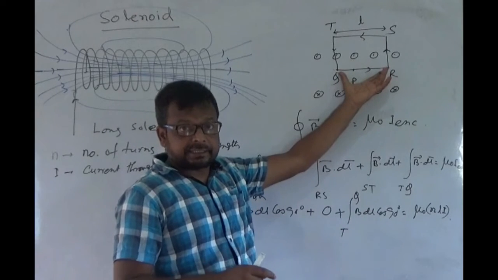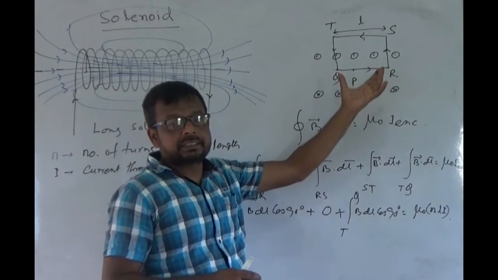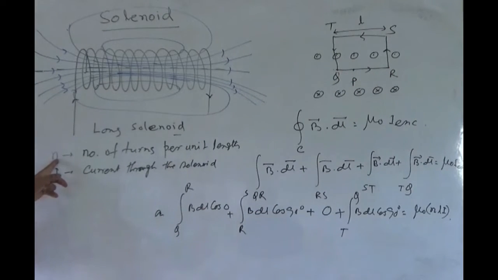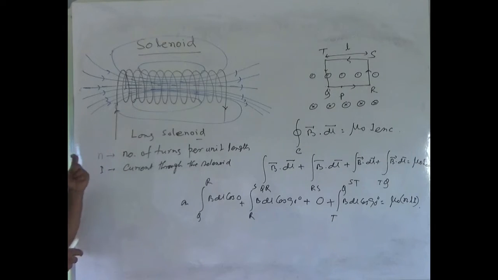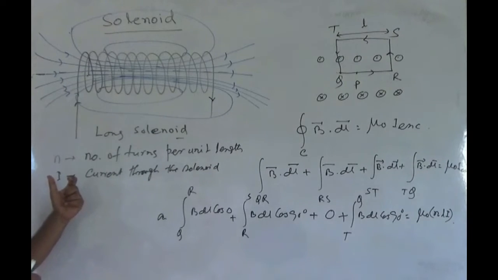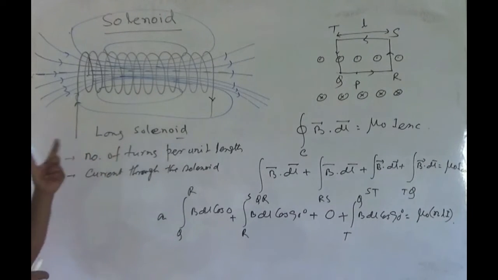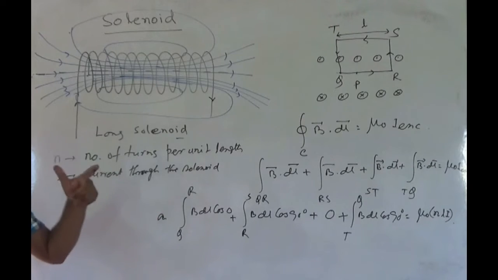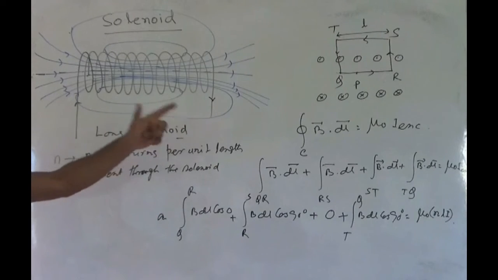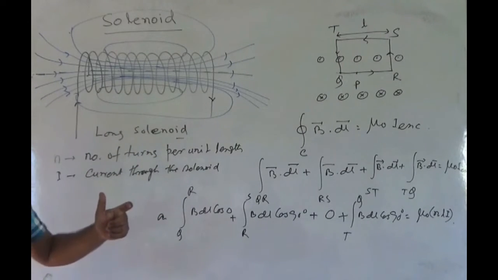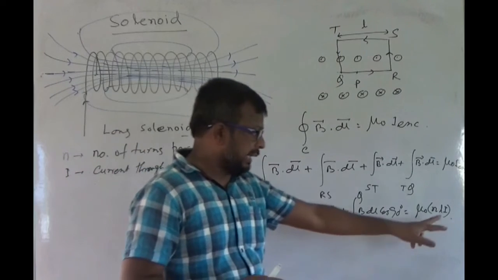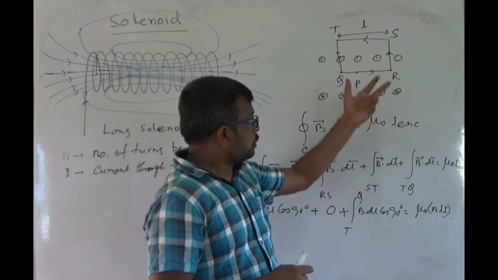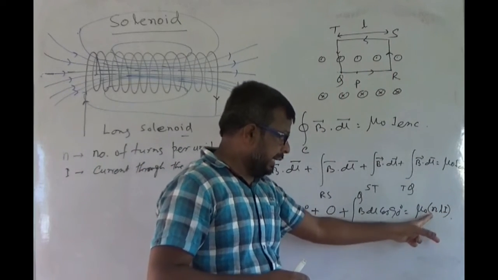Now the length of the loop is small l. By unit length, the number of turns is small n. Therefore, the number of turns inside the closed loop is n into l, since small l is the length of the loop. The current through each loop is I, therefore the total current inside this loop is n l into I.